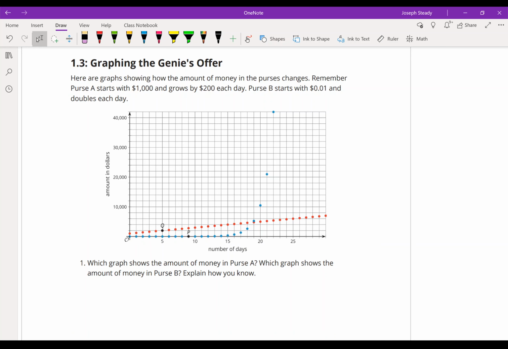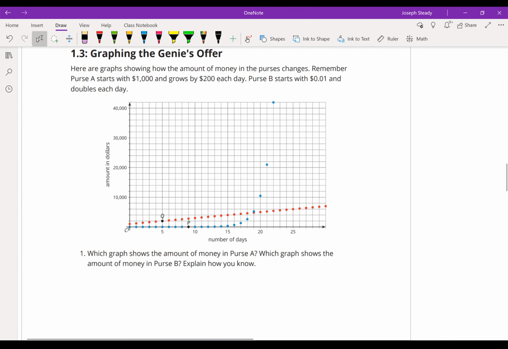In problem 1.3, we're going to look at the same offer that the genie made in problem 1.2, except we're going to be focusing in on the graphical representation of that same situation. So the first question we are asked here is which of these graphs shows the amount of money in purse A? So remember, purse A was the one that started with $1,000 and grew by $200 each day.